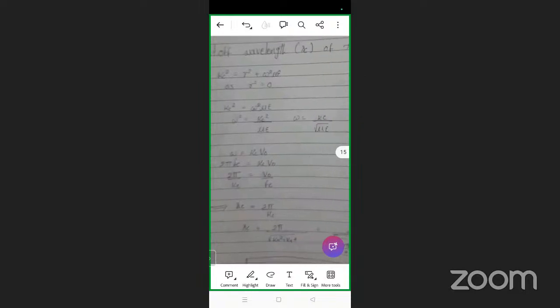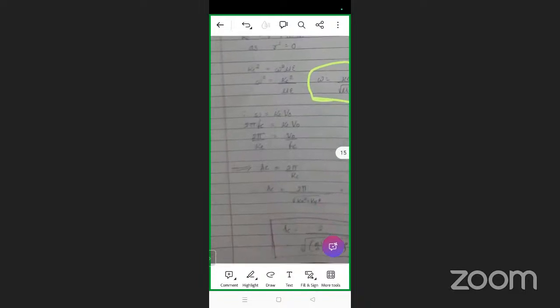From this, I calculated omega. We know that omega equal to 2 pi Fc equal to Kc v naught. From this, I calculated v naught by Fc. If this is clearly written in the textbook, you can refer. v naught by Fc we can treat as lambda c. So lambda c we got as 2 pi by Kc.